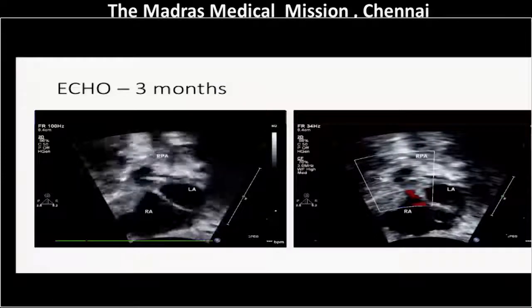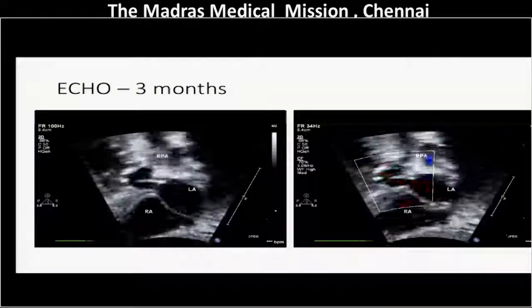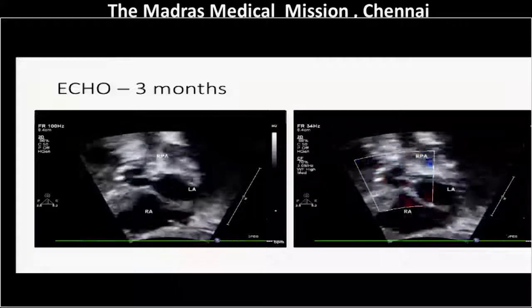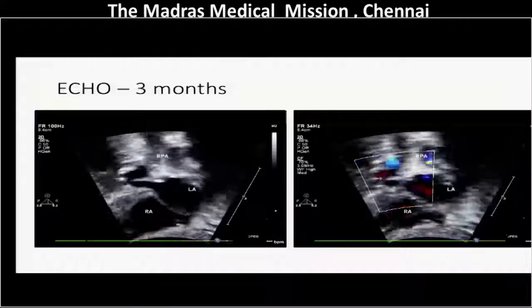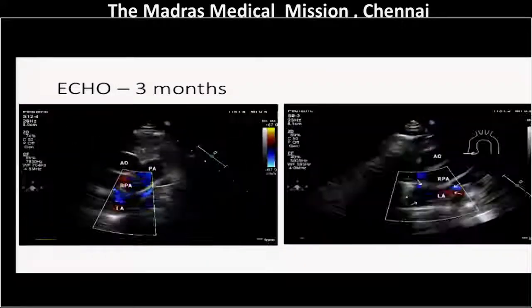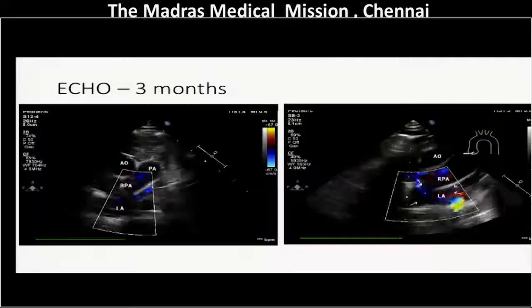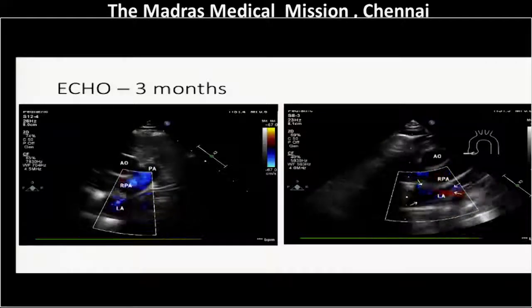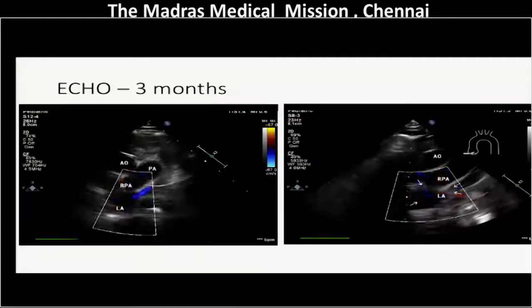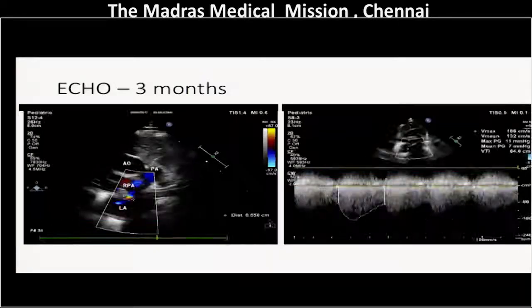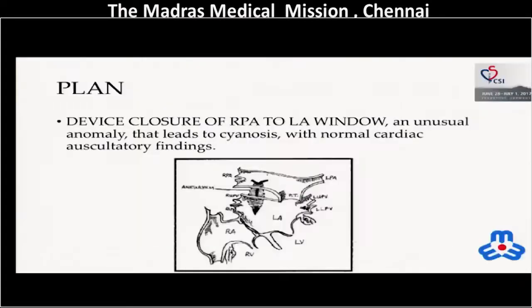A repeat echocardiography done at 3 months of age showed a dilated RPA and an aneurysmal-like sac draining into LA. On a suprasternal view, we demonstrated the same aneurysmal-like sac with an RPA to LA fistula with normal pulmonary veins. The gradient across the orifice was measured about 11 millimeters of mercury. The plan for today is to have a device closure of the RPA to LA window, which is an unusual anomaly that leads to cyanosis with normal cardiac auscultatory findings. Thank you.